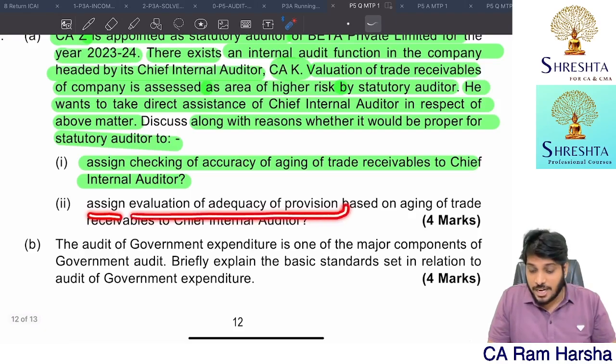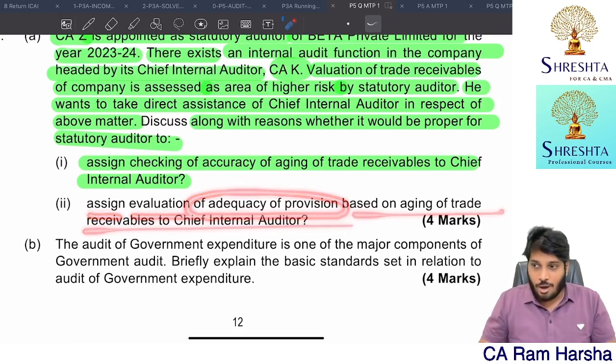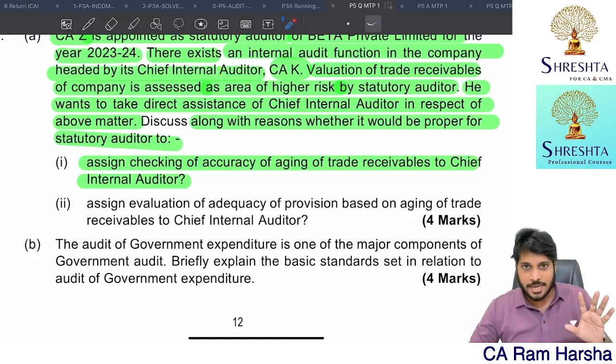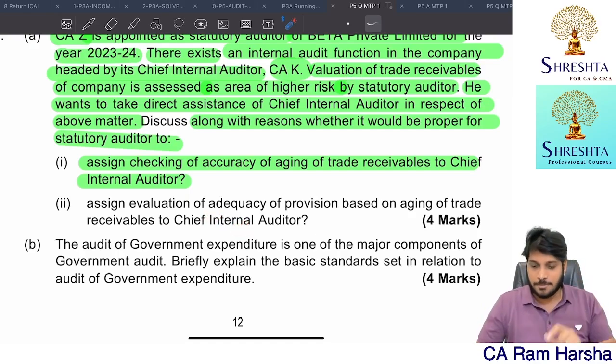Assigning evaluation of adequacy of provision based on aging. Of course, based on aging only we create the provision. Getting it? Whether the provision is correct or not, that point we feel the valuation point is highly risky. So better don't delegate this.